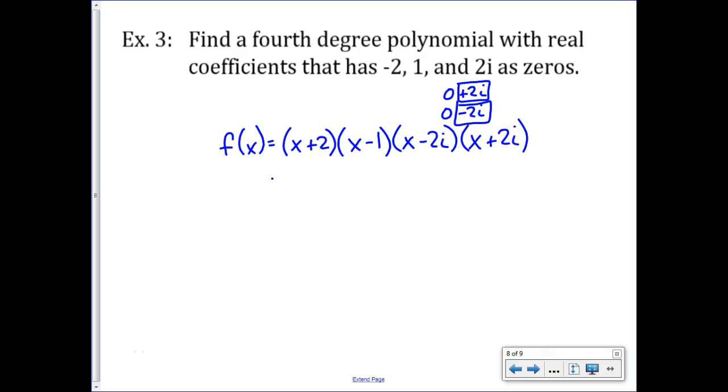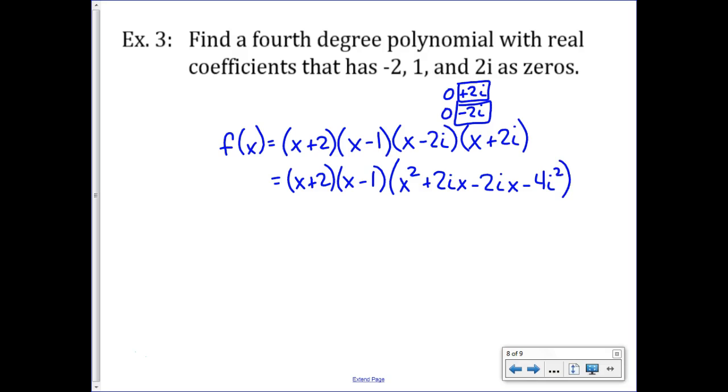These two out front are okay, so they can stay as x plus 2, x minus 1. I think your book, when you're checking your answers, is going to multiply everything together, so if you are checking, you may need to do that. The only one that I have to multiply is this. So I get x times x is x squared, and then I get plus 2ix, and I get minus 2ix. And then I get minus 4i squared.